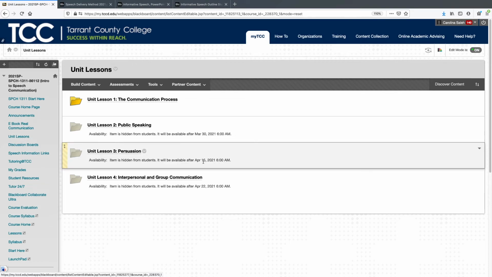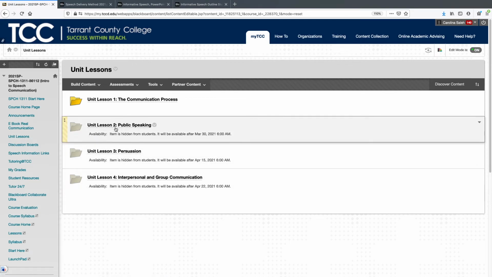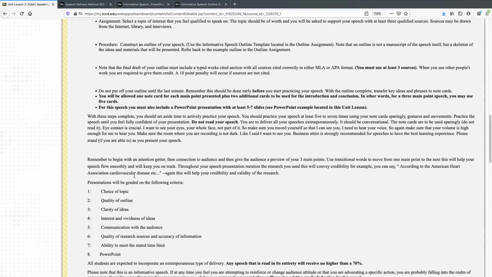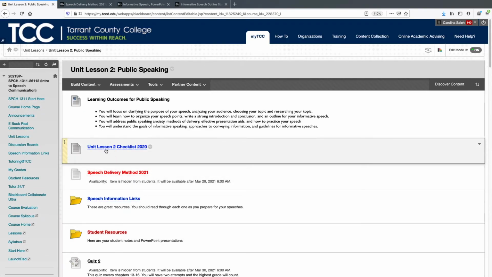So let's go back to Unit Lesson 2. I've gone over everything. Remember to click on your Unit Lesson 2 checklist. Also, let's see here, I was going to tell you something. And remember, please just remember to read the Unit Lesson 2 checklist, because it tells you not only your informative speech assignment is due, but you also have discussion board and your unit quiz.